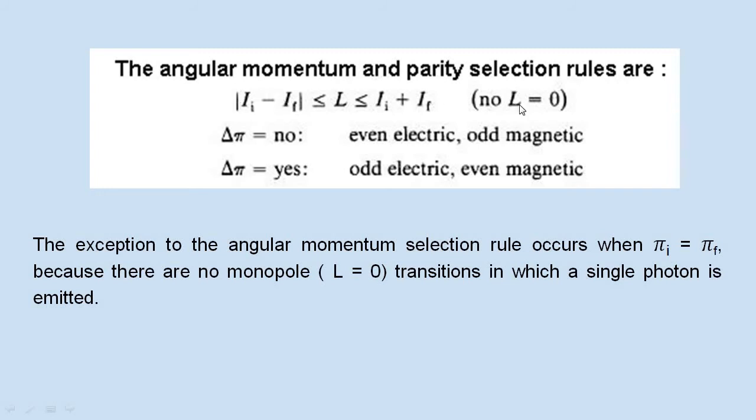And why is this L equal to 0 not possible? The exception to the angular momentum selection rule occurs when pi I equal to pi f, because there are no monopole, that means L is equal to 0 transitions in which a single photon is emitted. We have already the concept that we have only electric monopole, that means single charges, and no magnetic monopoles.